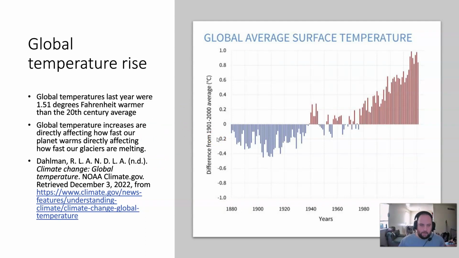Another one is global temperature rise, which plays into both the previous two. Global temperatures last year were 1.51 degrees Fahrenheit warmer than the 20th century average. So what does that mean? That means that on average, our Earth was hotter than the 20th century average. Global temperature increases are directly affecting how fast our planet warms and how fast our glaciers are melting. Because the global temperature index is increasing, this is speeding up the process of our glaciers melting. Then the process of our glaciers melting is increasing our sea levels. So as you can see, each one is layered on top of the other, and each one affects the next. This is a cascading effect that is only getting worse as the years go on, and we need to fix this.